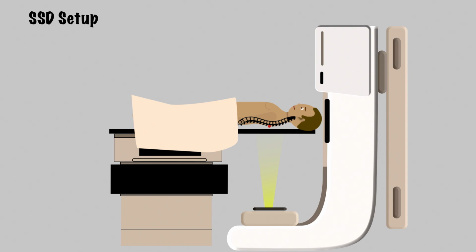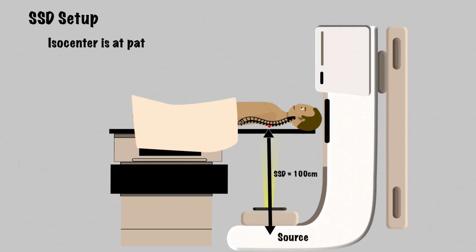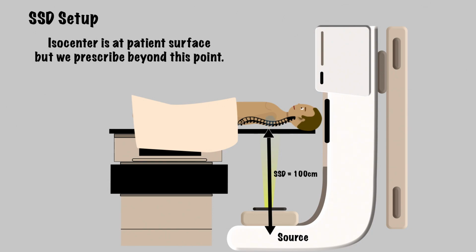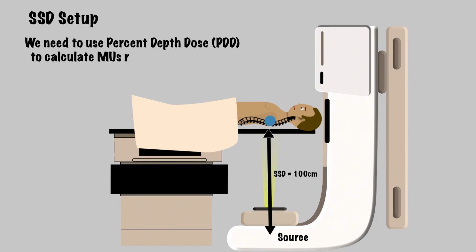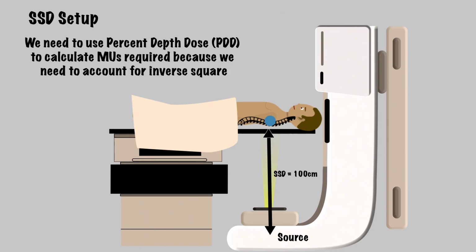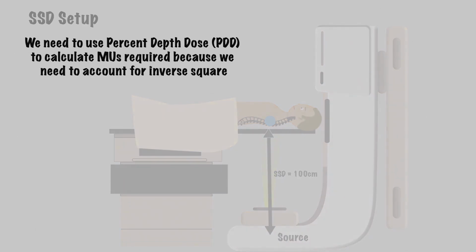When we set the isocenter, or center of rotational axis, on the patient's surface, that is what we refer to as an SSD setup. When we say set up SSD style, we usually mean at 100 centimeters. Now keep in mind, even though the isocenter is at surface for this setup, you prescribe and treat to a depth beyond the isocenter, so inverse square will need to factor in. In this circumstance, we use percentage depth dose, or PDD, for our MU calculations.